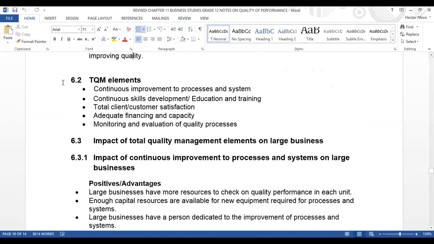So yesterday we looked at your total quality elements. With your total quality management elements, we spoke about continuous improvement to process and system. We spoke about continuous skills development, or education and training. We spoke about also total client and customer satisfaction. So in order for your total quality management to work, these are the elements that need to be there, right? That's what we looked at yesterday.